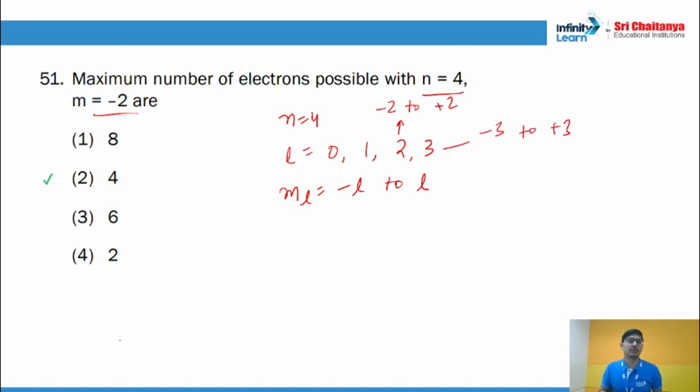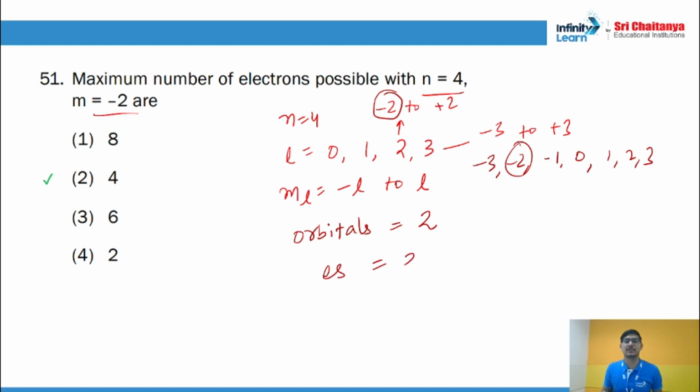Okay, so there will be two values of m. M is equal to minus 2, one m is equal to minus 2 here, and one m is equal to minus 2 here, right? Minus 3, minus 2, minus 1, 0, 1, 2, 3. Now you should know that each m value represents an orbital. So how many orbitals are there with m is equal to minus 2 value? 2. And so we know the number of electrons is 2 orbitals multiplied by 2 electrons per orbital, that is 4. So correct answer becomes 4.